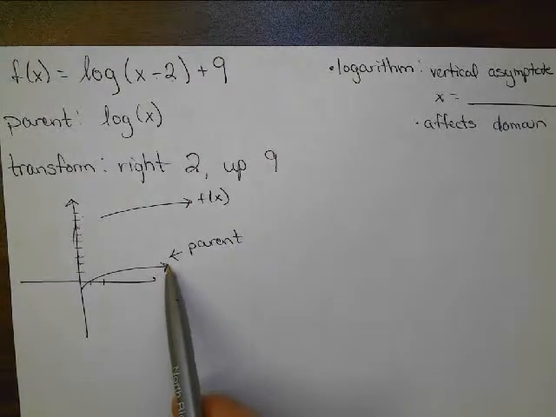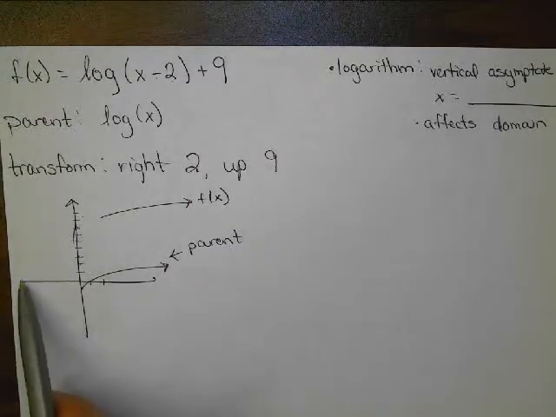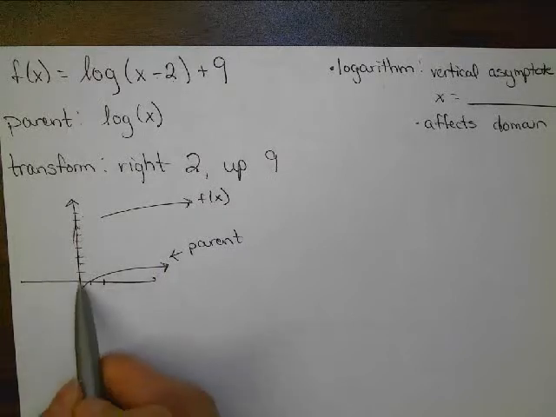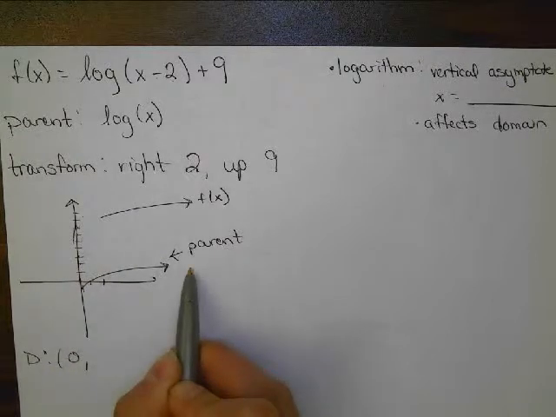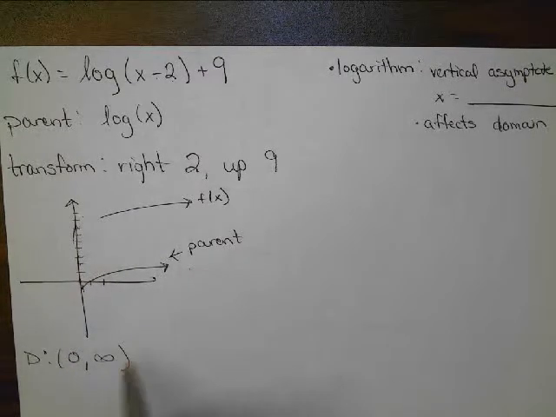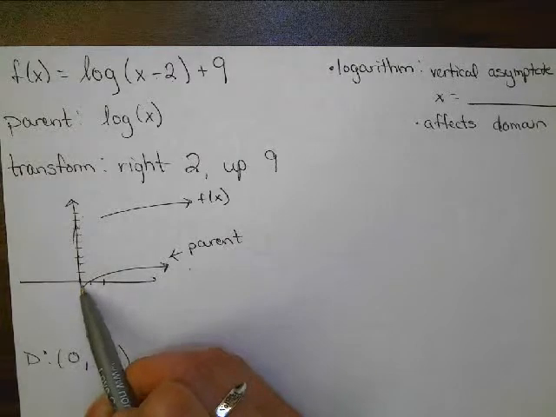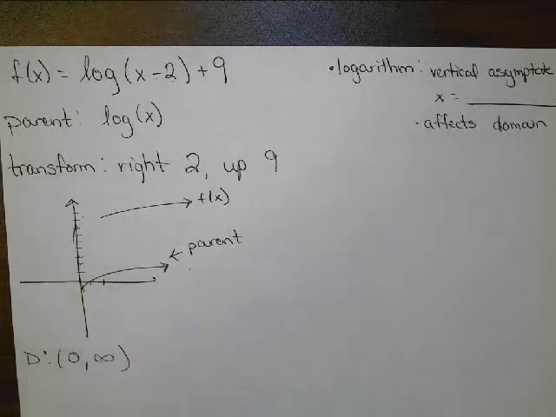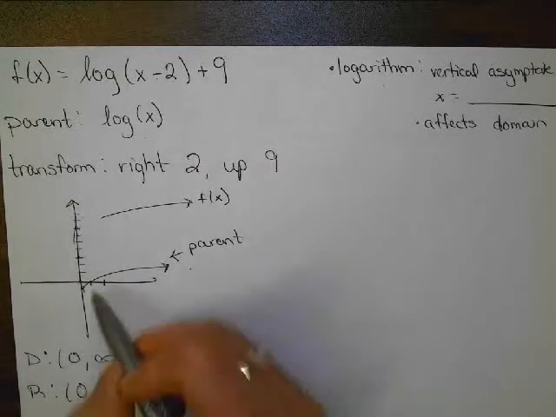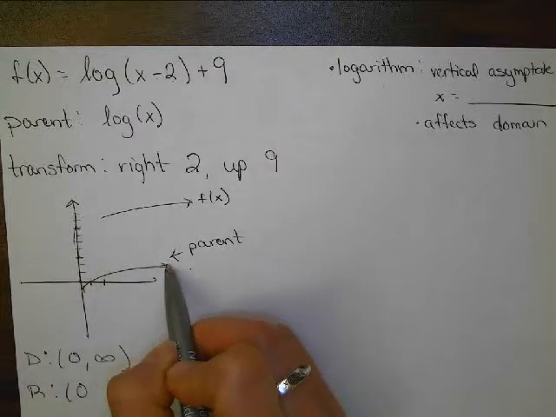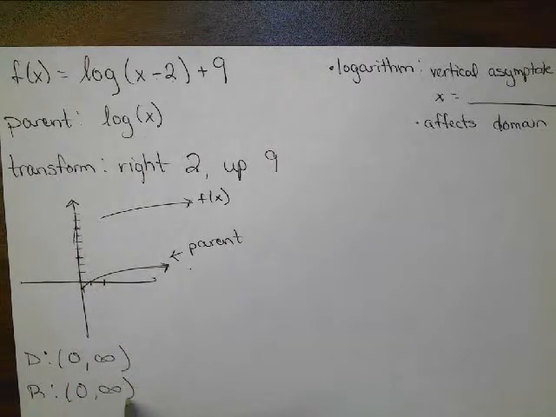So if I look at the domain of my parent function, remember the domain is left to right. So starting on the left, I start right here, which is at 0, and I go to the right forever to infinity. Now my range, again, is slightly below the x-axis, but it's still at 0. And it's going to go up forever to infinity.